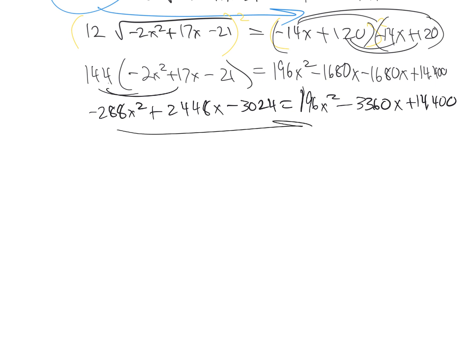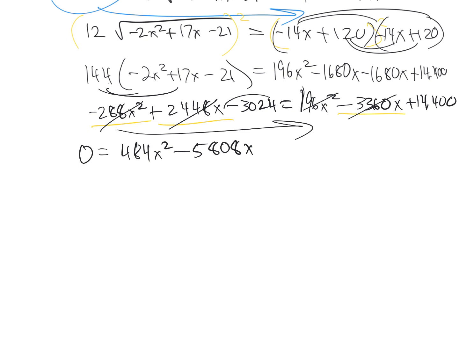So we're going to move everything to the right side. So you're going to have 196 plus the 288, okay, and that's going to give you 484x squared. All right, and then you're going to take and subtract 2448 from 3360, so it's just going to be a bigger negative. So 2448 plus 3360 gives you 5,808x. Those are now gone, and we're going to add the 3,024. That gives us 17,424. So we've worked really hard.